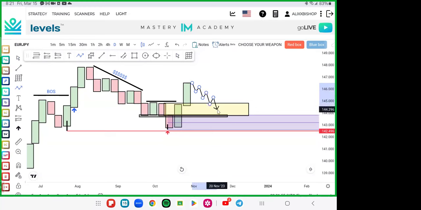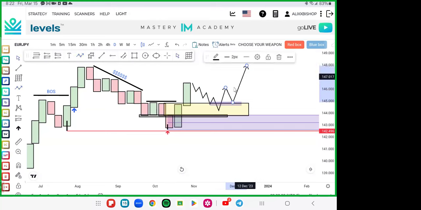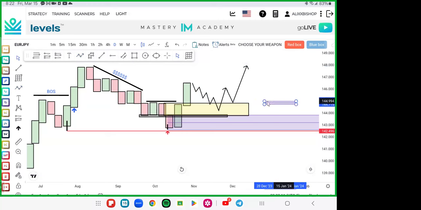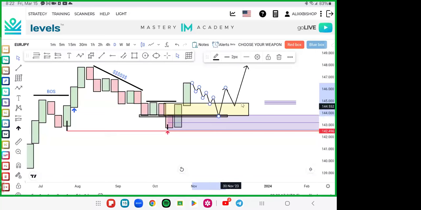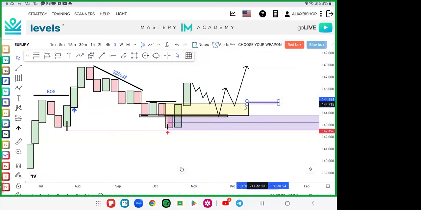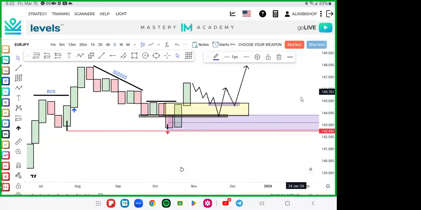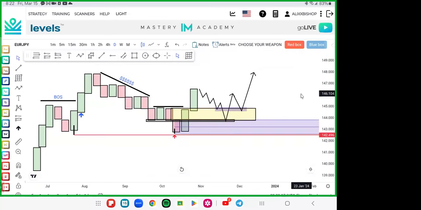Now, if the market wants to change character off of here, boom, we can now use this zone and continue with the market. Take it up. Now, if that wants to happen right here, cool, we'll take it up. Either one of those, guys. All we have to wait for is the market to shift. And now we can start looking for some buy opportunities. Does that make sense, fam?